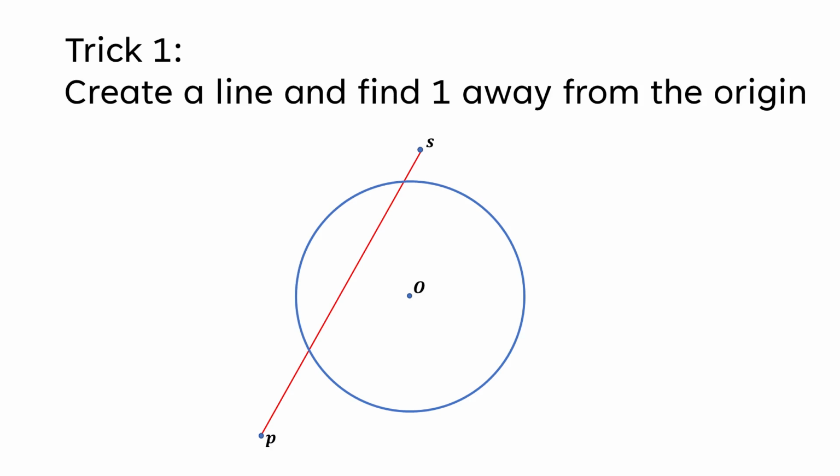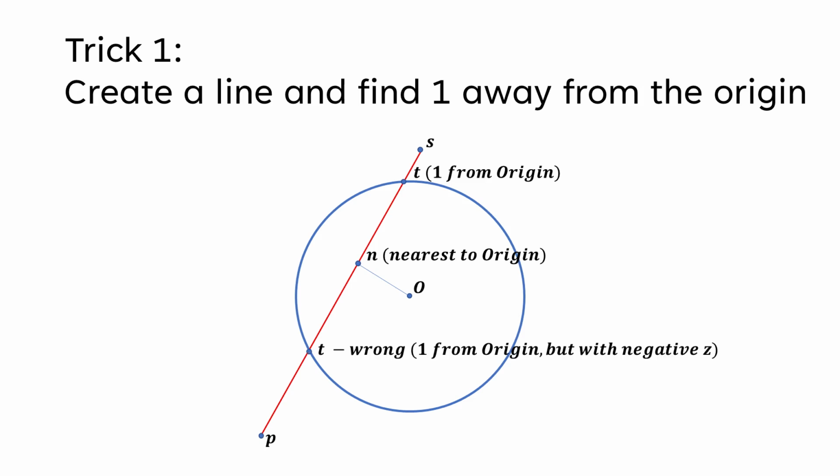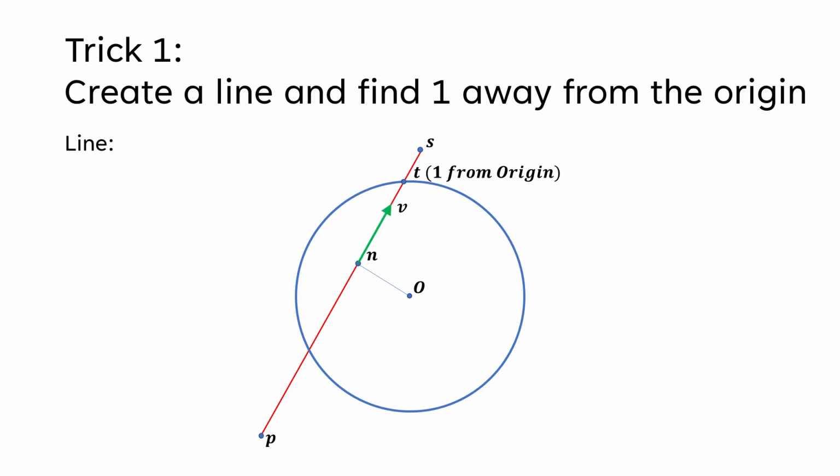The first trick is to create a line and find a point that is 1 away from the origin. If a line intersects the unit sphere, it will intersect it at 2 points. We need the point that has a positive z value. Our seed point is point S, and we need to know target point T. Construct a line from point P to S. So we have its unit vector v and the nearest point to the origin n, as explained earlier. The distance from point n to the origin d is the magnitude of point n. We need distance g. This distance is the square root of 1 minus d squared.